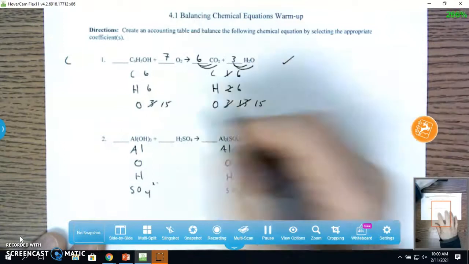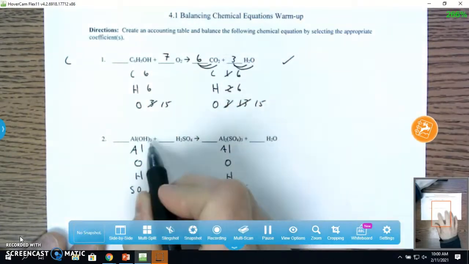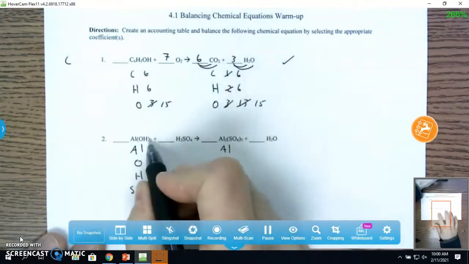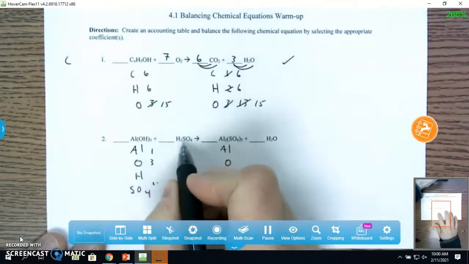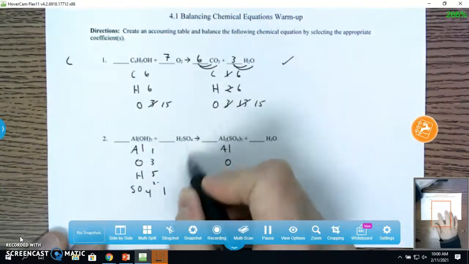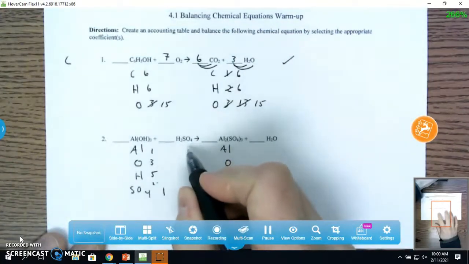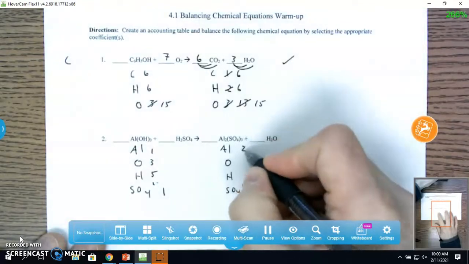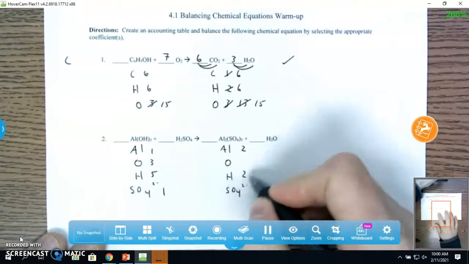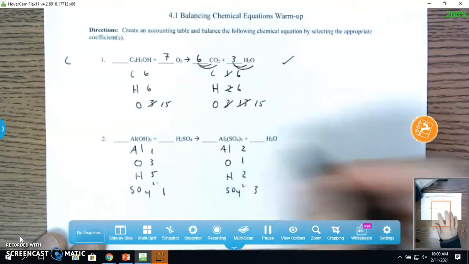Taking account for what I have, it's 1 aluminum. It's 3 oxygens that are right here. It's these 3 hydrogens plus these 2. That gives me a total of 5 hydrogens. 1 single sulfate. Product side, 2 aluminums, 3 sulfates, 2 hydrogens, 1 oxygen.